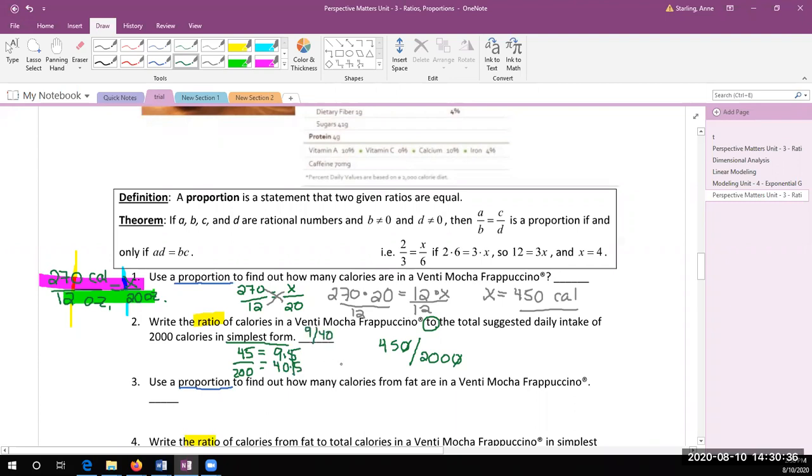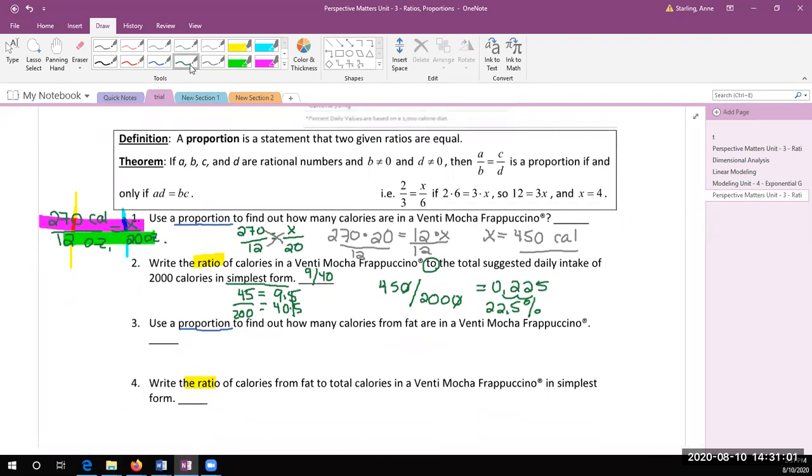Okay. And just to make it make a little more sense, if you take the 450 and straight divide it by the 2,000, you get an answer of 0.225, which is 22.5%. So the venti mocha frappuccino is almost a fourth of the suggested daily intake of calories for the day.